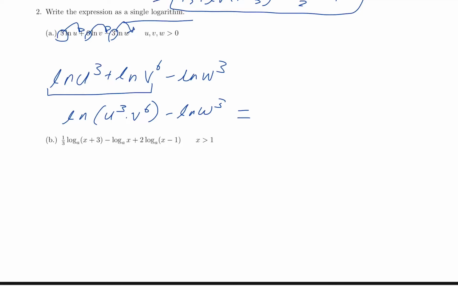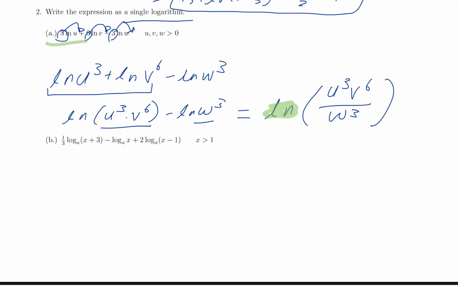Then we have 2 logs now. We can do subtraction, which means we can combine into 1 natural log: ln of u to the 3rd v to the 6th over w to the 3rd. Again, note that now we have 1 natural log. We had 3 logs in the beginning, and now we have 1 log. So make sure you pay attention to that.